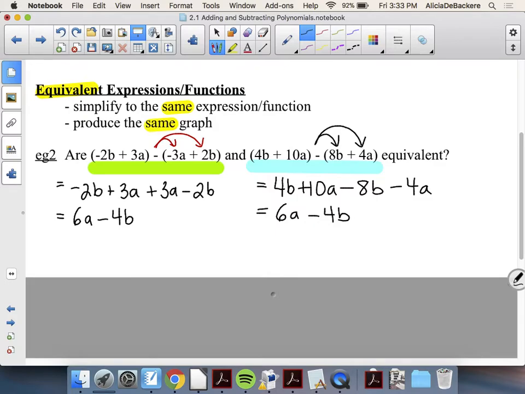And what I've done here is shown that both of these expressions simplified to 6a minus 4b. So therefore, the two expressions were in fact equivalent.